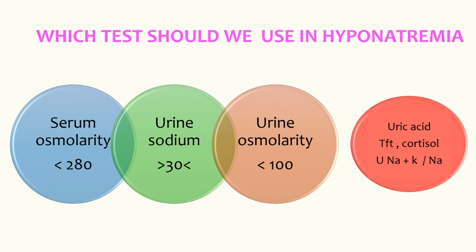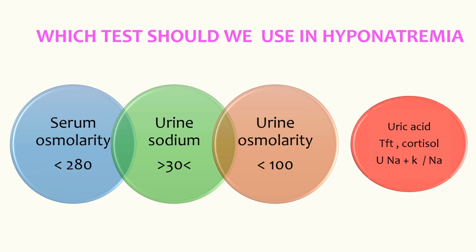Now, which tests should be used in hyponatremia? One is serum osmolarity because it establishes true hyponatremia. Then urine sodium, I've already shown you the importance. Then urine osmolarity, less than 100 in the two conditions of beer potomania and primary polydipsia. That is how it helps. More than that is seen in all other conditions.